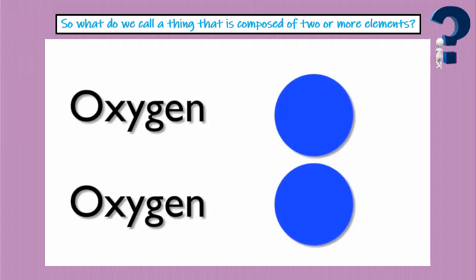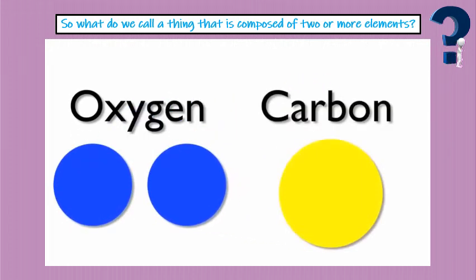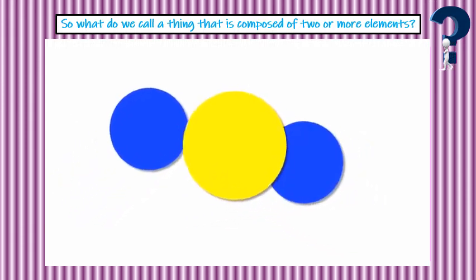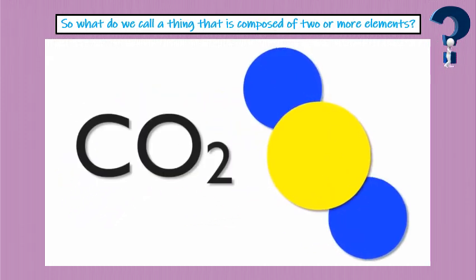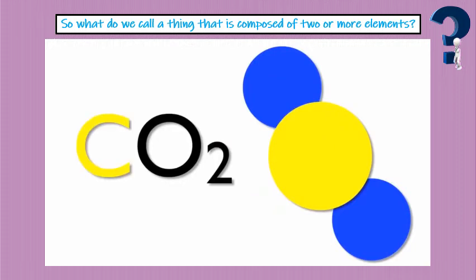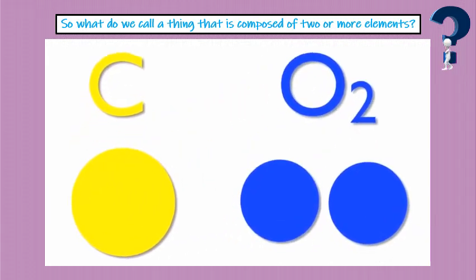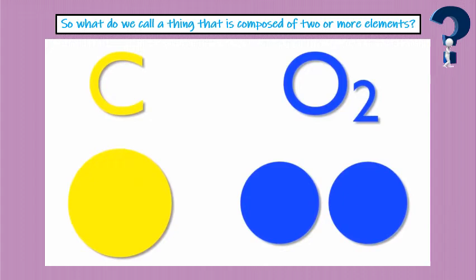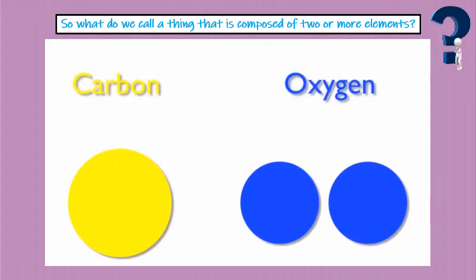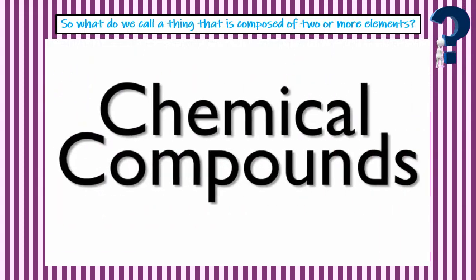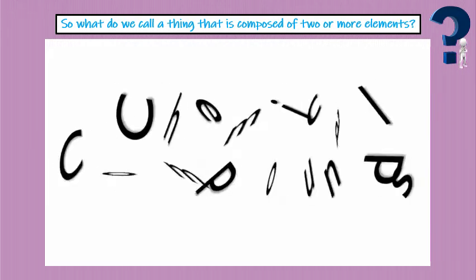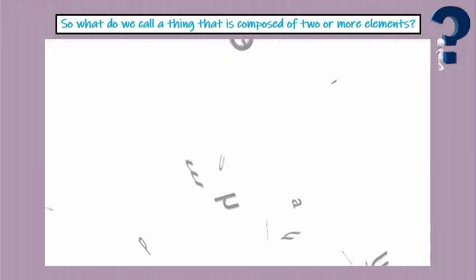Let's take two oxygen atoms and one carbon atom. When these three atoms combine, they form a chemical compound known as CO2. CO2 contains one carbon and two oxygen atoms. This compound is better known as carbon dioxide. Carbon dioxide: one carbon atom and two oxygen atoms chemically combine. Chemical compounds form when two or more elements combine.